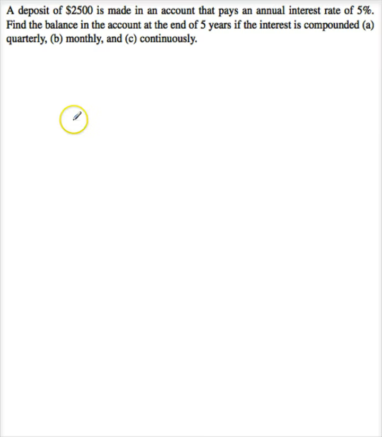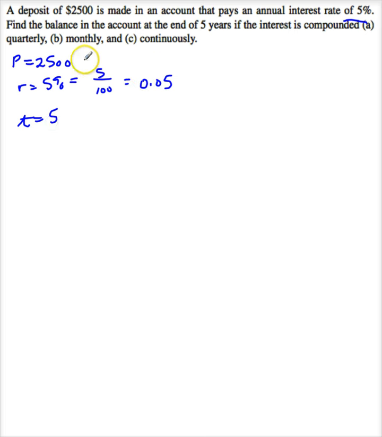Let's look at a problem. Suppose I have a deposit of $2,500 made. That tells me that my principal is $2,500. It pays into an account that pays an annual interest rate of 5%. That tells me R is 5%, which translates to 5 divided by 100, or 0.05, and this is the number we want. Find the balance at the end of 5 years, so T is 5, if it is compounded quarterly.